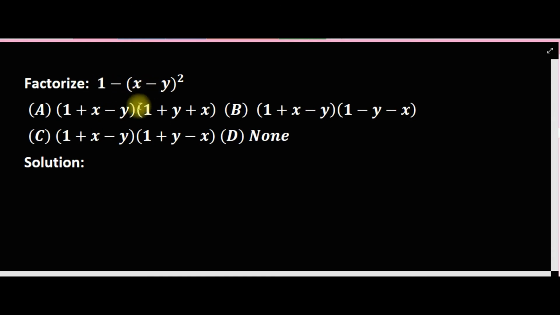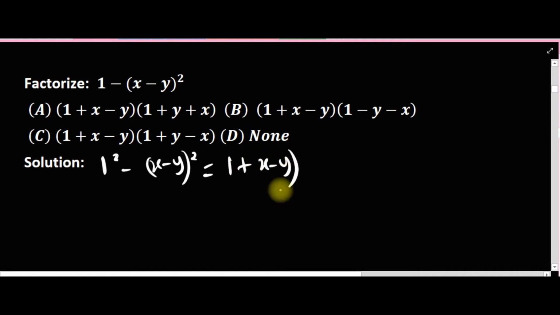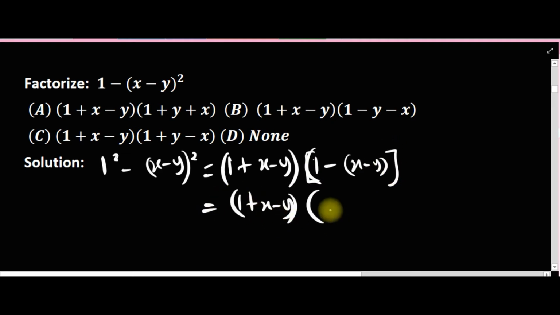The next question has us factorize this. Looking at this, I'm seeing this subtraction, so square. This is a difference of two squares. So I can write this as 1 squared minus x minus y all squared. So the difference of two squares is 1 plus x minus y times 1 minus x minus y. So this is 1 plus x minus y. This is 1 minus x plus y.